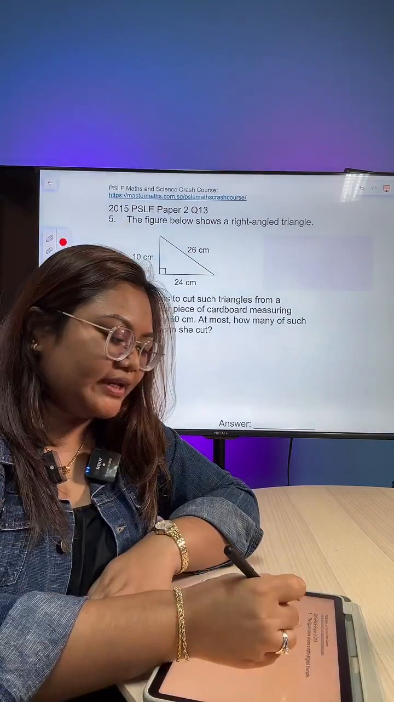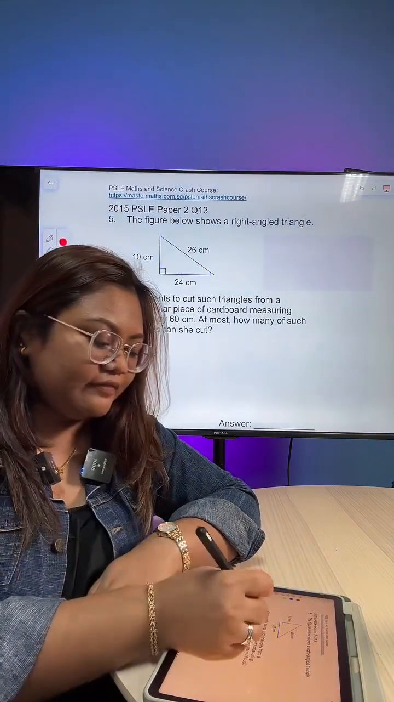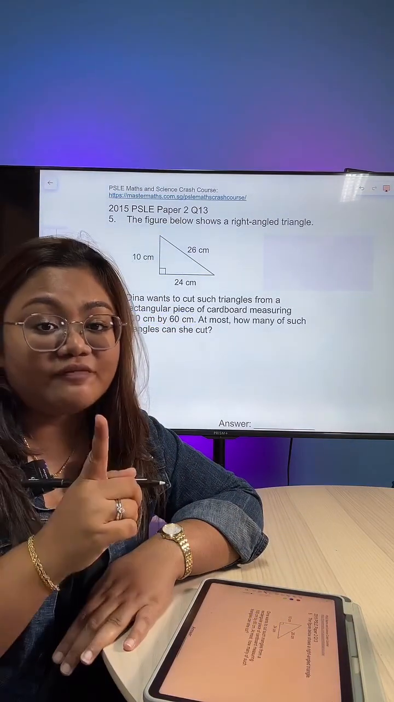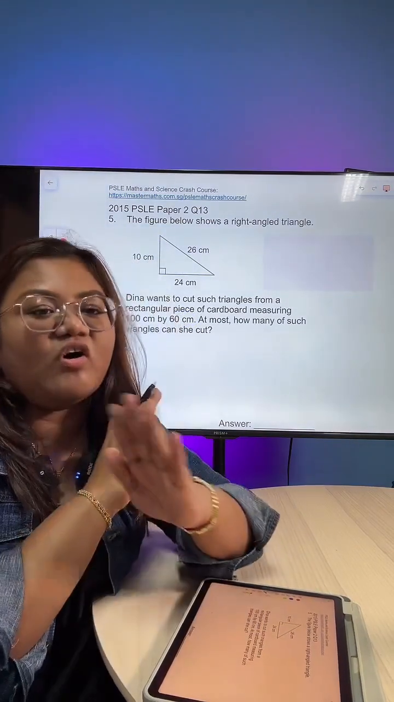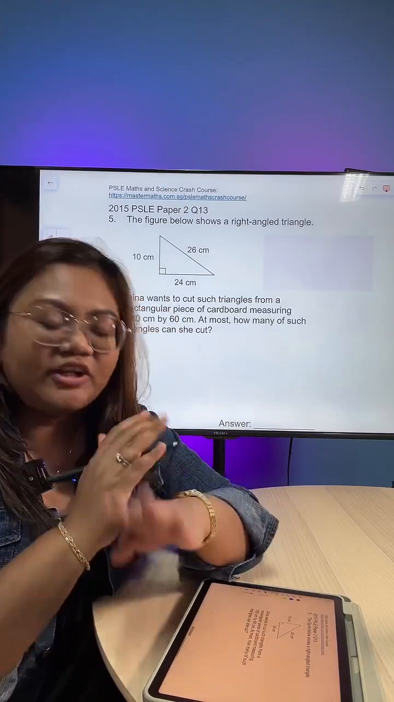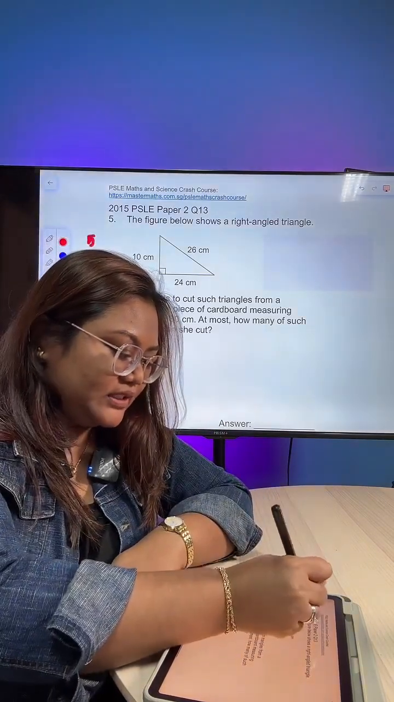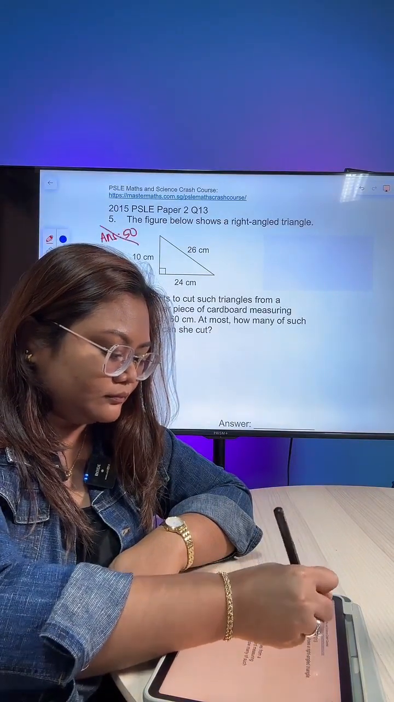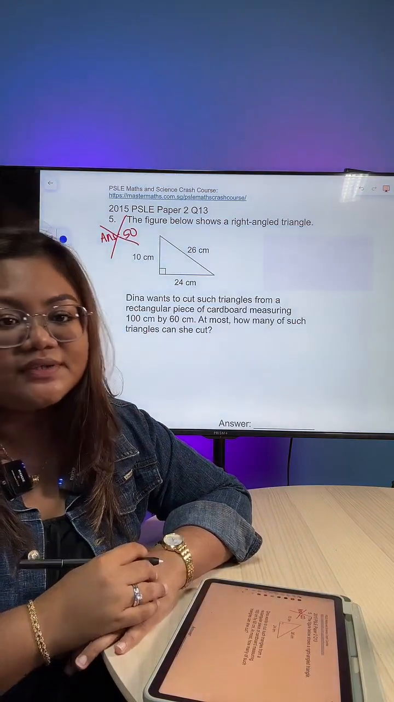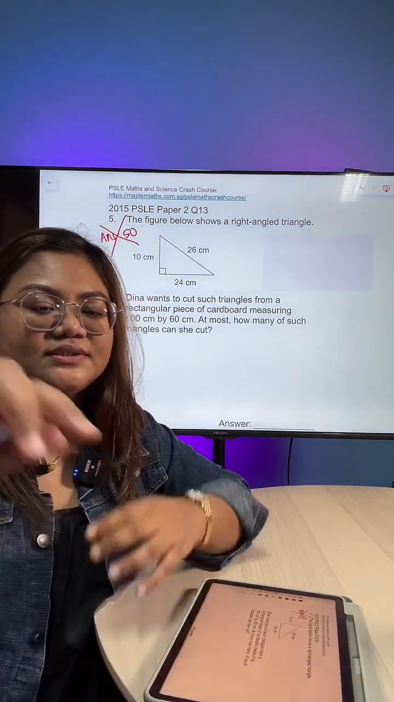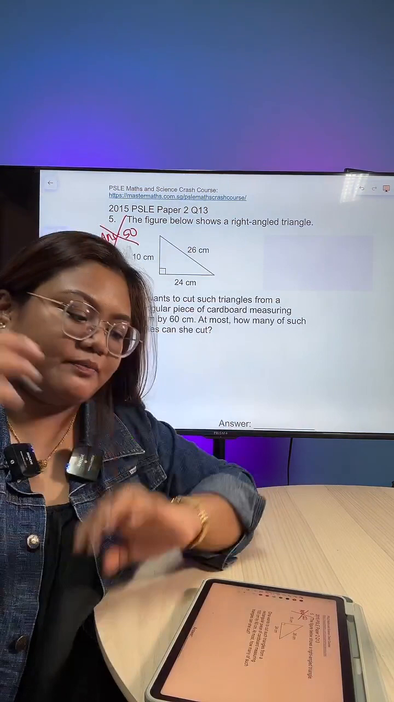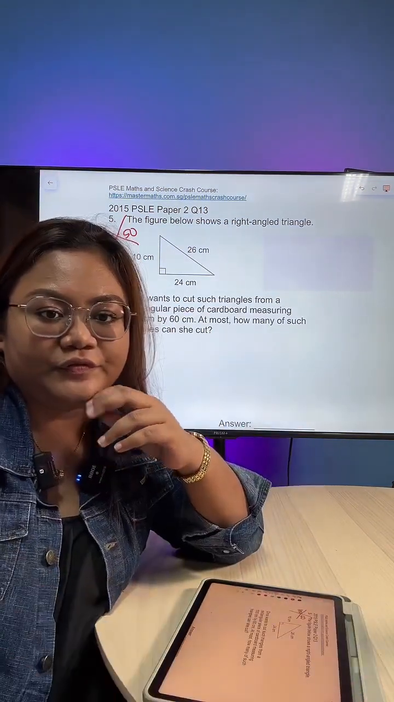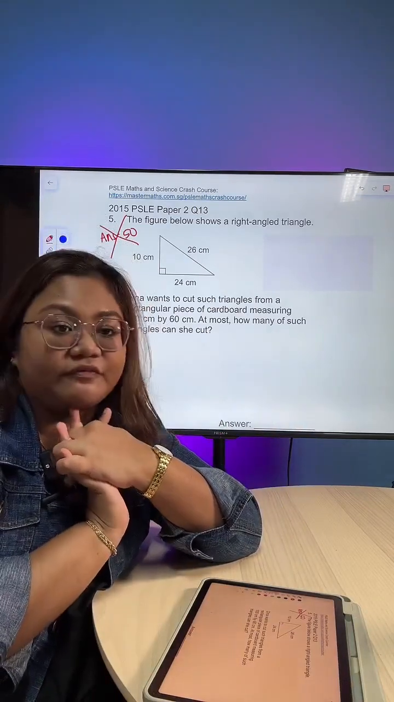Okay, how you got 50? You find half times base times height, and then you find 100 times 60, you divide the two. If you got 50, unfortunately, wrong, not correct. Cannot get 50. Why not 50? Why cannot be 50? Anybody knows why? Imagine you are doing it yourself. Okay, everybody focus.